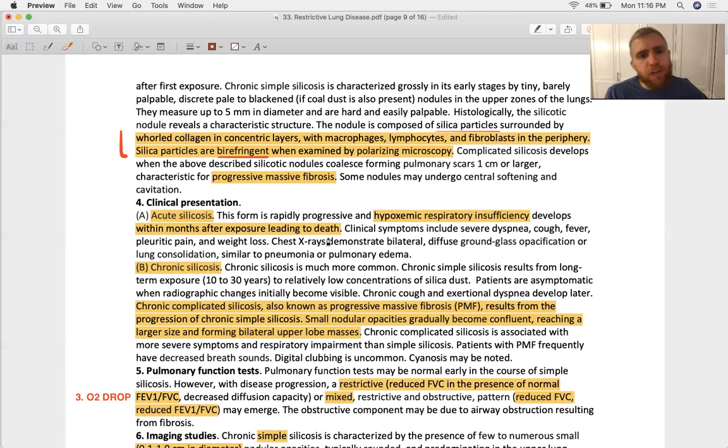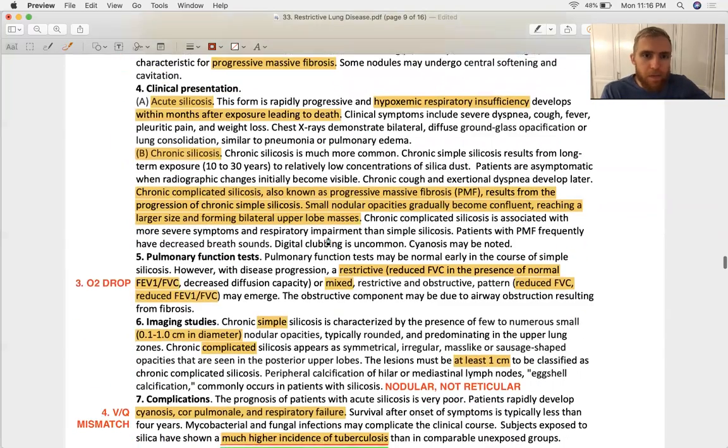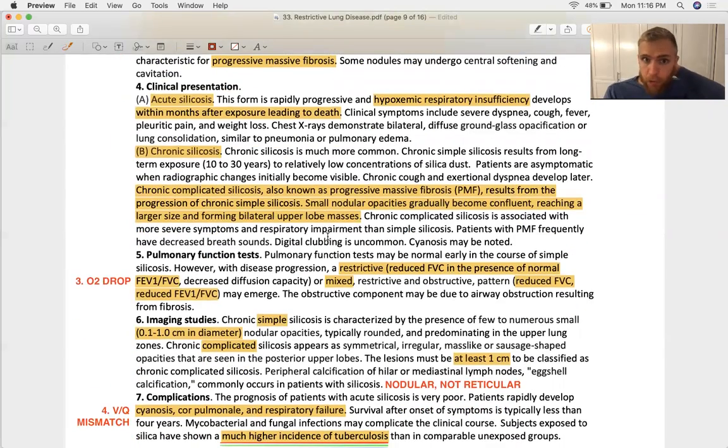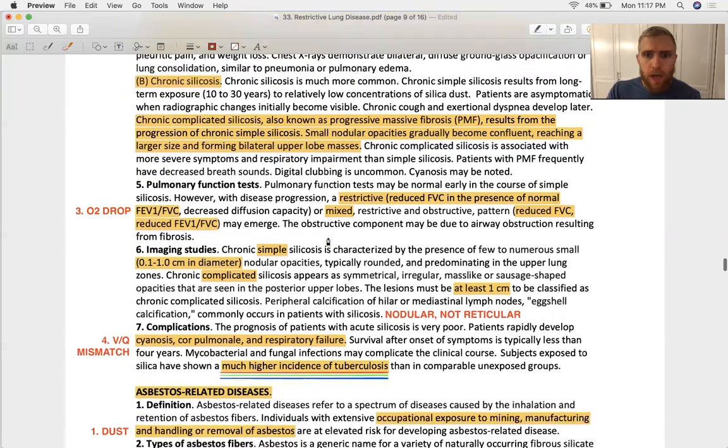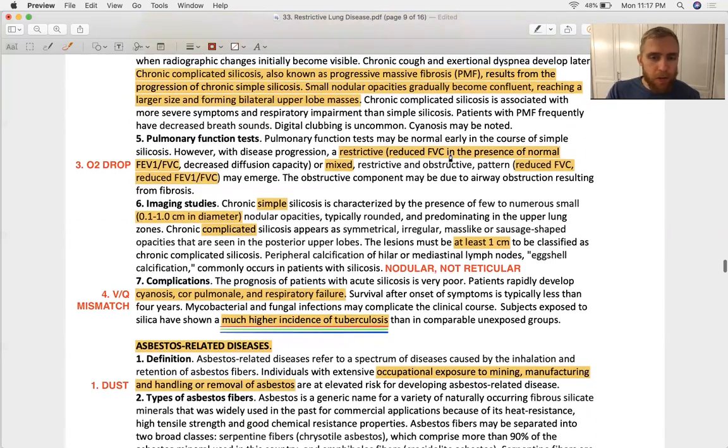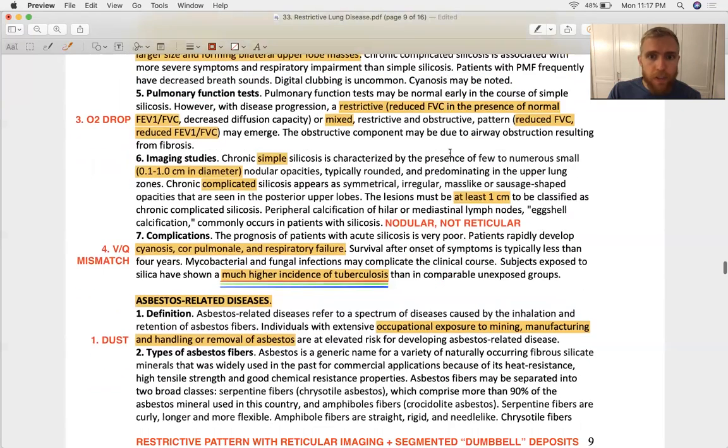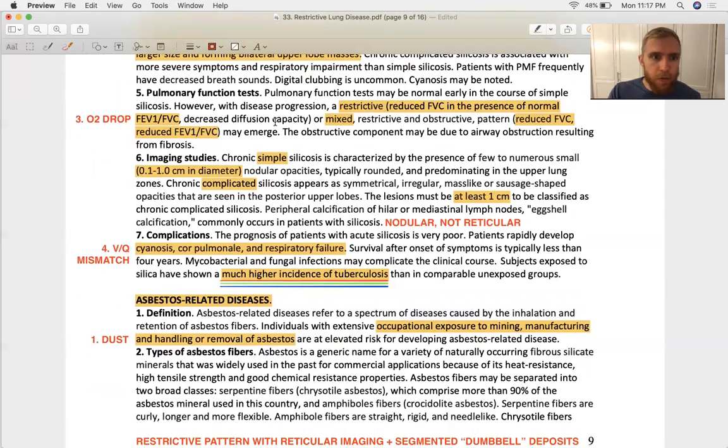So silicosis can lead to progressive massive fibrosis, which is just going to be the oxygen diffusion defect leading to a VQ mismatch. Acute silicosis goes downhill quick. Chronic goes downhill over a long time. Isn't telling you anything too complicated here. It's a restrictive disease, so you know what spirometry to expect. Low, all lung volumes are low.